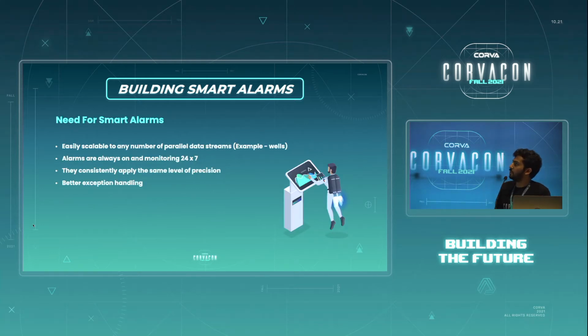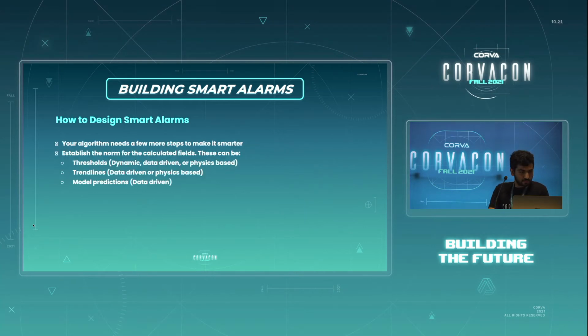So moving on to how to design smart alarms, right? I showed you the typical algorithm design which people usually take. It ends at storing the data and building dashboards. But over that, there are a few other steps you can do to make these algorithms smarter. The first step is establish some sort of norm for the calculated results. By norm, I mean some sort of expected baseline or some sort of expected range of values that should be there, right? Those can be thresholds, some sort of trend lines, or they can be model predictions.